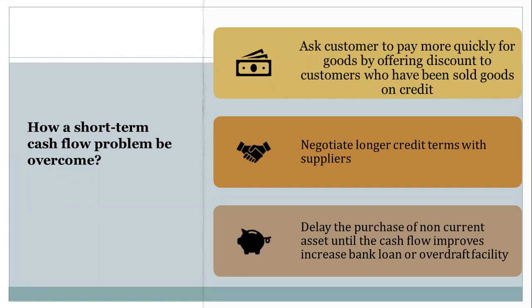There are several ways in which a short-term cash flow problem could be overcome. These are explained below. So first, let's start from the first one. First one is to ask customers to pay more quickly for goods by offering discounts to customers who have been sold goods on credit. Second one is to negotiate longer credit terms with suppliers. And last one is to delay the purchase of non-current assets until the cash flow improves, and to increase the bank loan or overdraft facility.